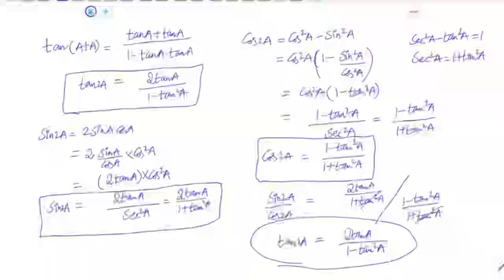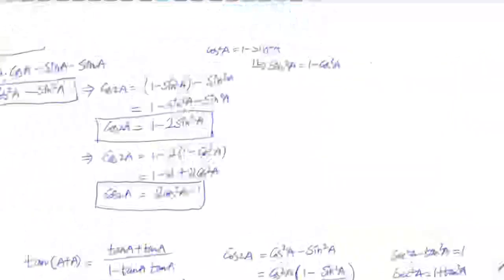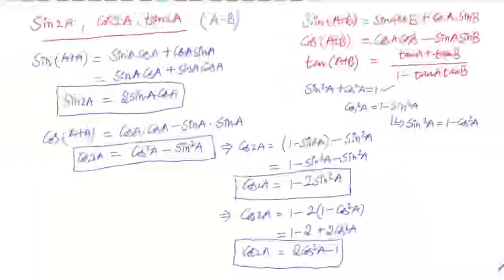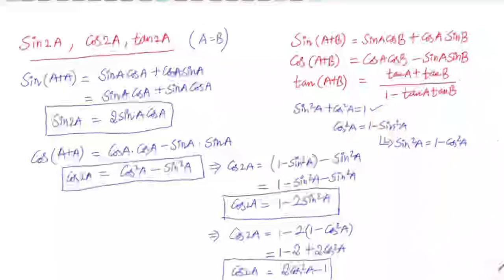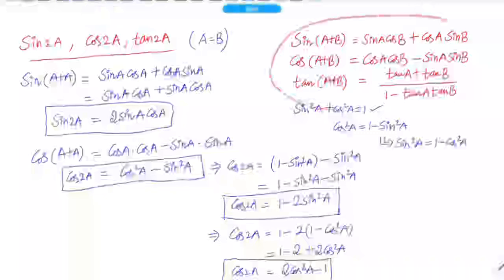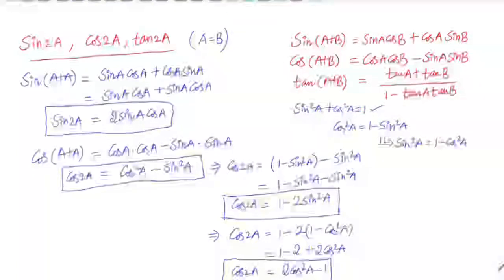In this way, we can obtain the values of sin 2A, cos 2A and tan 2A with the help of compound angles formulae. So these are the compound angles formulae for sine, cos and tan. By using these formulae, we can derive these results.